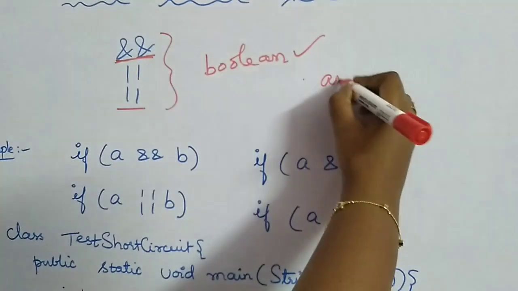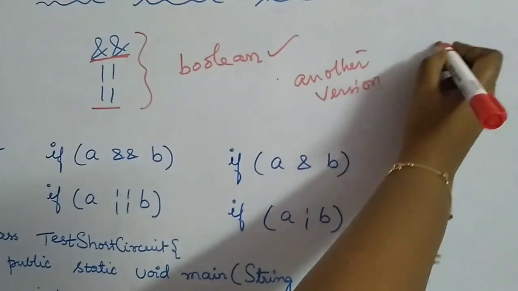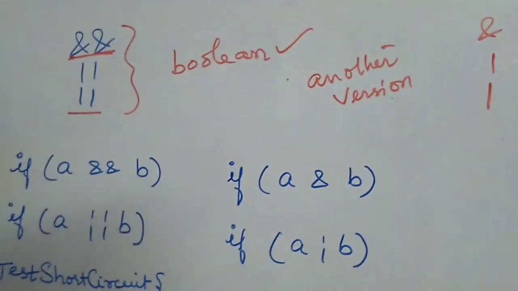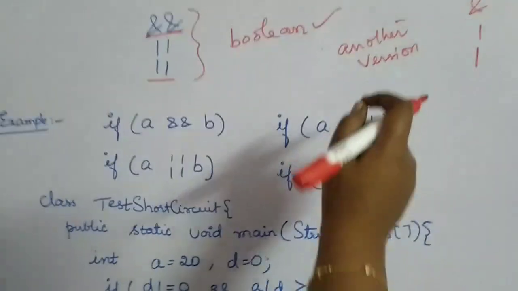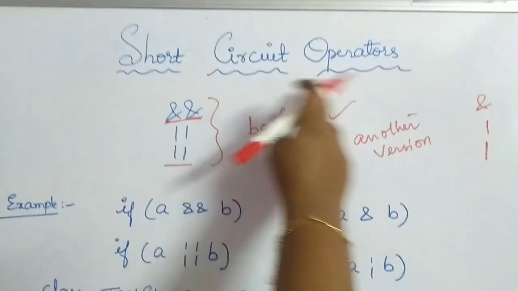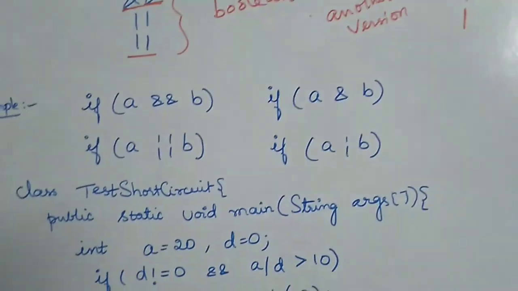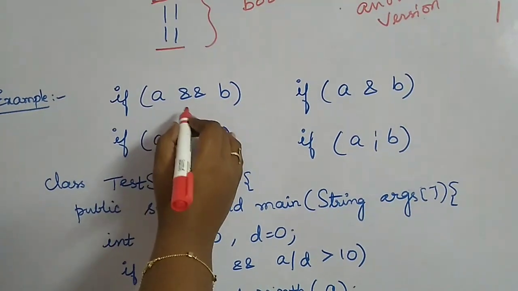This is another version of logical AND and logical OR. It serves the same purpose but with a little difference. I'll explain what the difference is and why they are called short circuit. These two are another version of AND and OR, and we'll see that when I compare these two things over here.